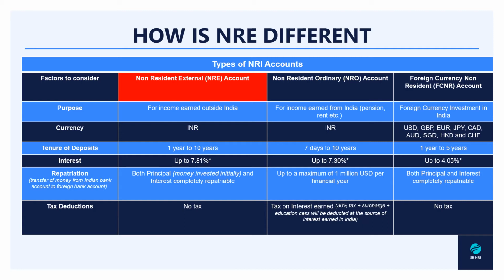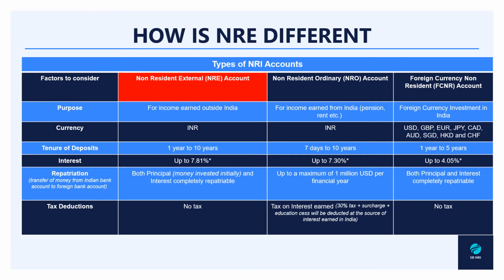The tenure of deposits, again, varies with respect to each account. For an NRE account, there is a range of 1 year to 10 years. For an NRO, there is a minimum of 7 days and maximum of 10 years. And for FCNR, the range starts from 1 year to a maximum of 5 years. Now we will talk about the interest rates that you can earn on the FDs. For NRE account, like I mentioned, you can get up to 7.81% of interest. For NRO, 7.30%, and FCNR can provide you up to 4.05% interest on the foreign currency that you put in.